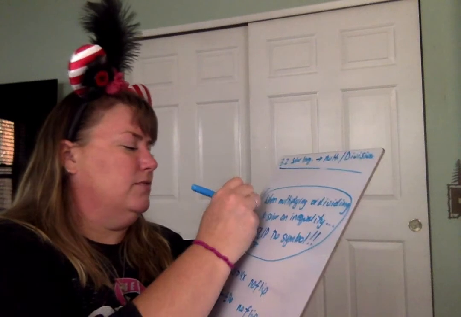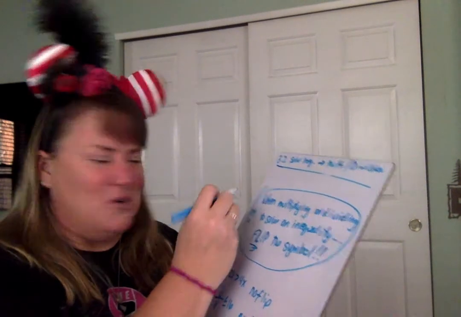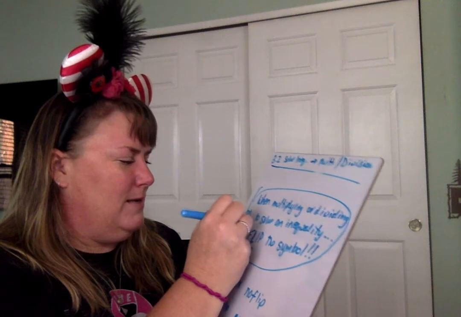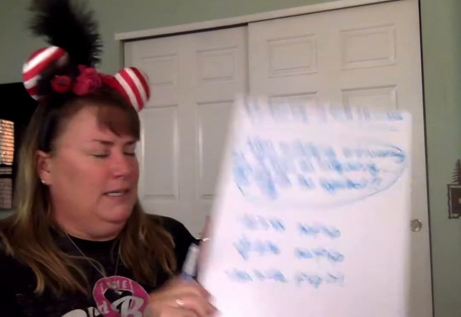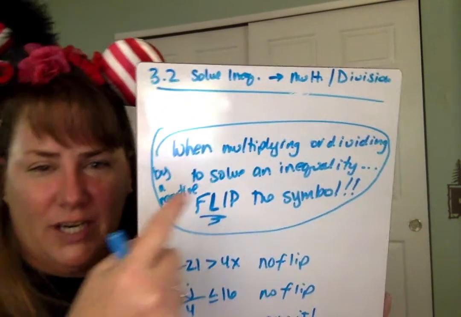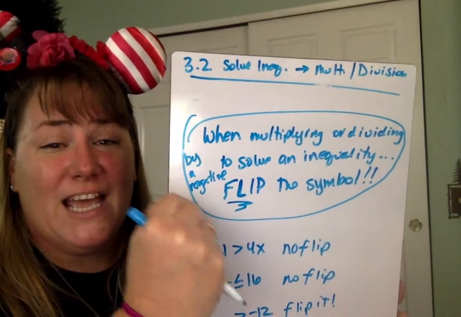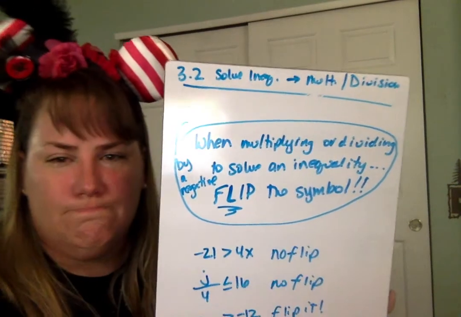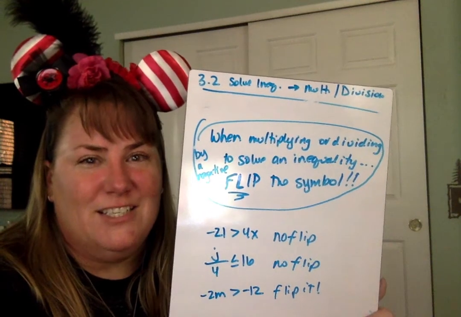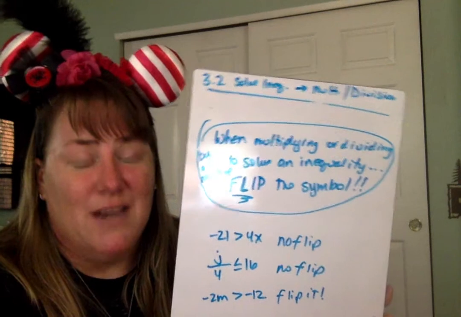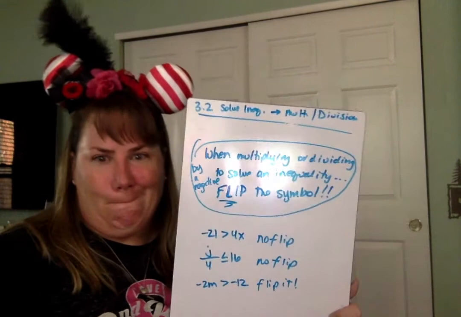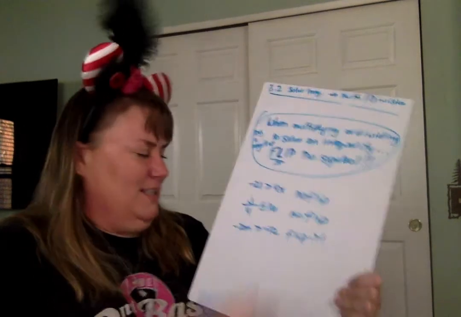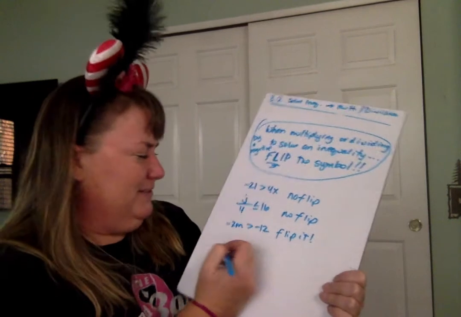I don't normally say that. When multiplying or dividing... Oh, I forgot this. By a negative. I forgot some words. That would be retake like 15. Sorry, guys. When multiplying or dividing by a negative to solve an inequality, flip the symbol. This is definitely not my finest moment, but I'm not going to stop and redo this because I'm already at like 19 minutes. It's a good day.